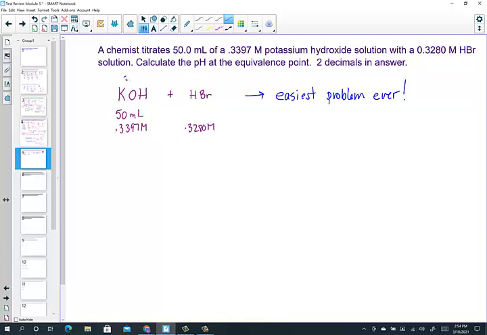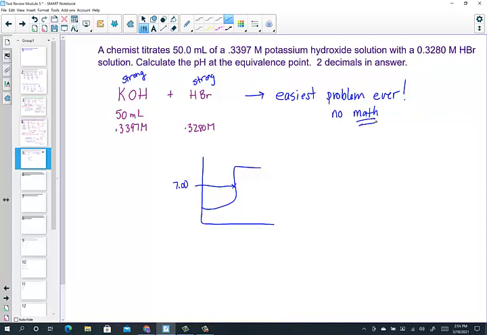We are titrating a strong base with a strong acid. You have those memorized, don't you? HBr is strong as well as KOH. When a strong acid and a strong base are titrated, the equivalence point is always 7.00. There's no math. This is the easiest problem ever because there's no math necessary. The equivalence point is neutral.